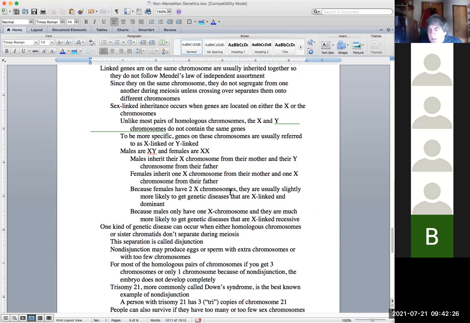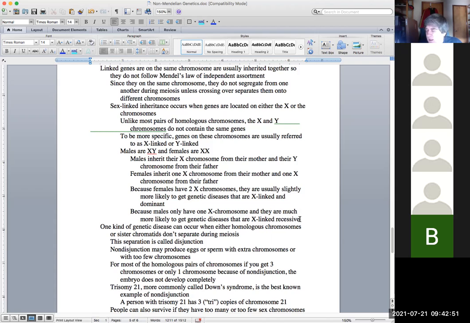So X-linked and dominant diseases occur more frequently in females, but it's kind of close. Maybe 55% of the time in females, 45% in males. Maybe 52% in females, 48% in males. It's not the same for every disease. But if we look at things that are X-linked and recessive, not only do they occur more frequently in males, they occur much, much, much more frequently in males.